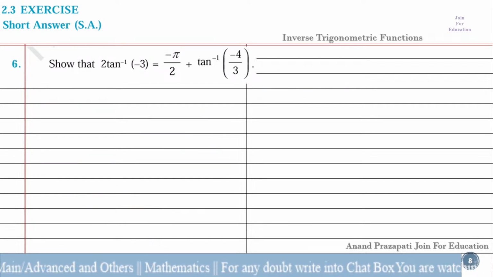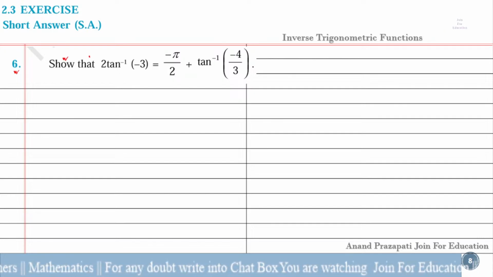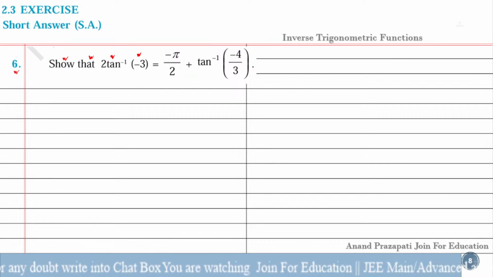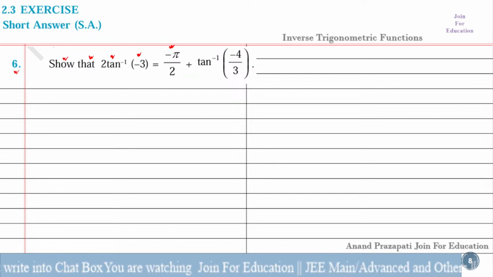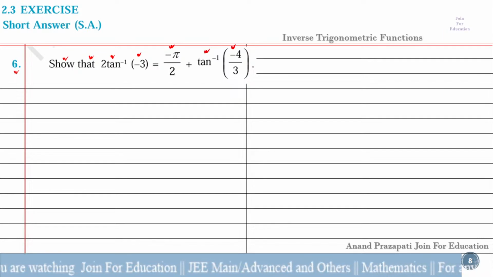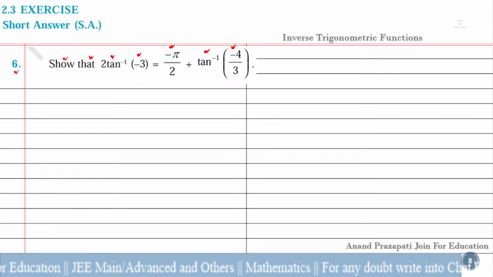Let's see question number 6. In this question, it asks us to prove that 2 tan inverse minus 3 equal to minus pi by 2 plus tan inverse minus 4 by 3. So let's see the solution of this question.